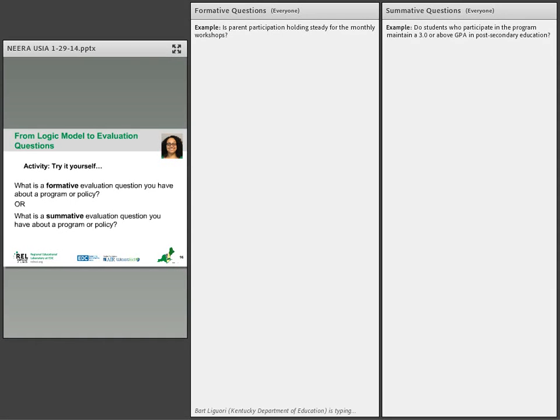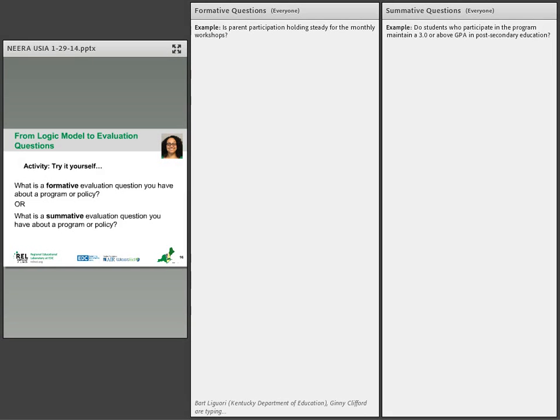Here is an example of a formative question, and this is from the College Ready case: is parent participation holding steady for the monthly workshops? An example, thinking about the College Ready case, of a summative question would be: students who are participating in the program, are they maintaining a 3.0 or above GPA in post-secondary education? So let's take a moment to see what folks have come up with. Please enter in the chat pod.